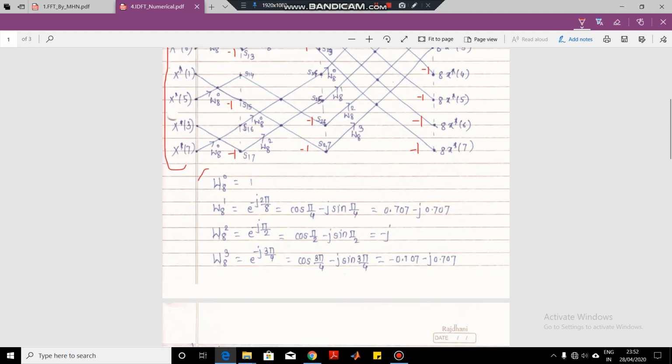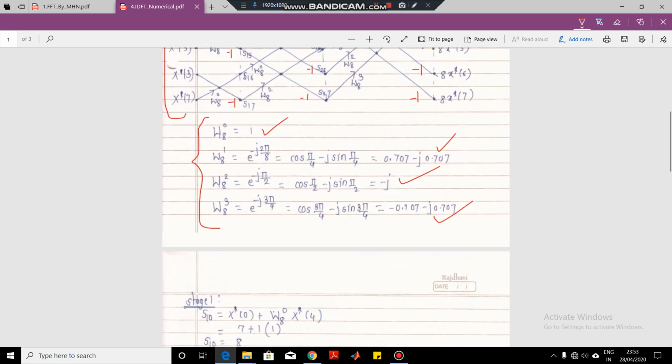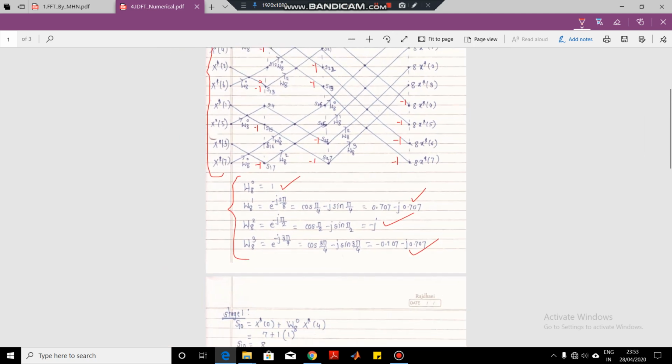Next we compute the twiddle factors as in our normal case, which we had computed in the previous numericals also. So we require W80, W81, W82 and W83. Only 4 twiddle factors we require for computation. First is 1, because e raised to 0 is 1. Second, we make use of Euler's identity. Now once we do this, we go further for doing the calculations.